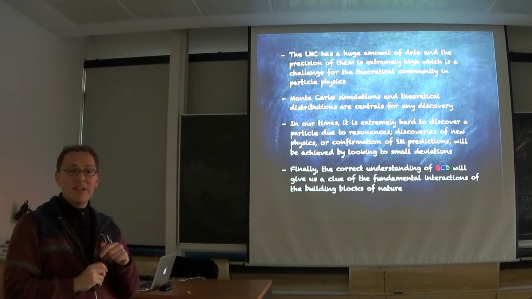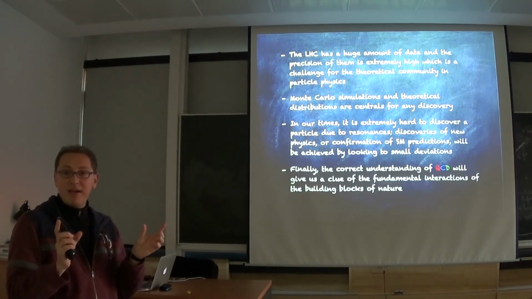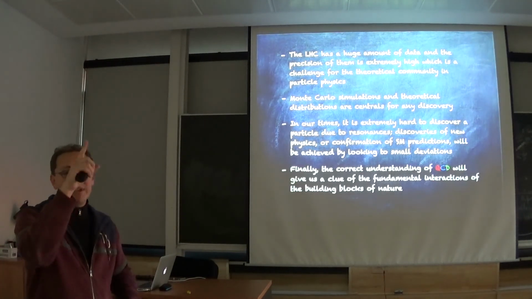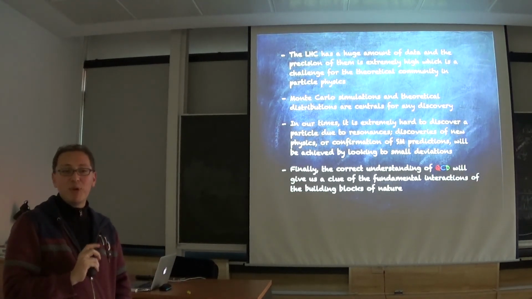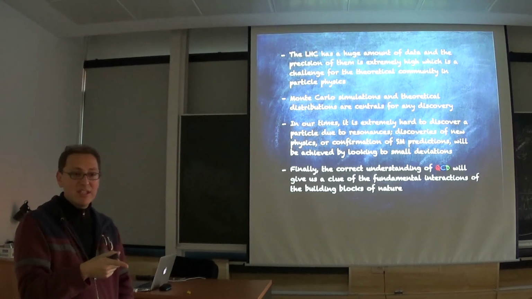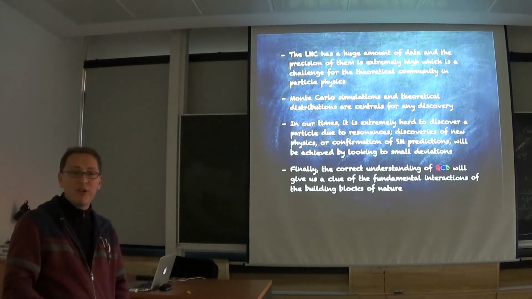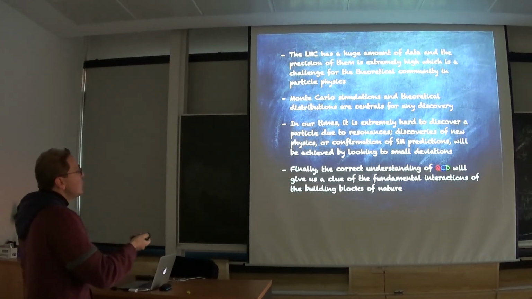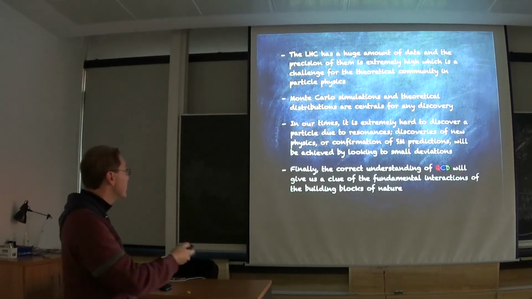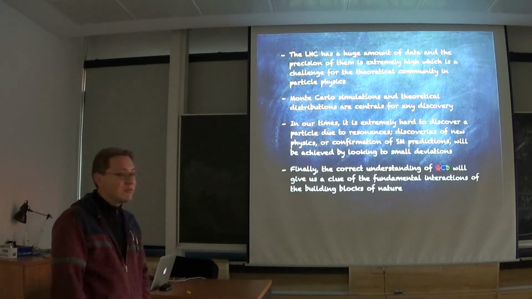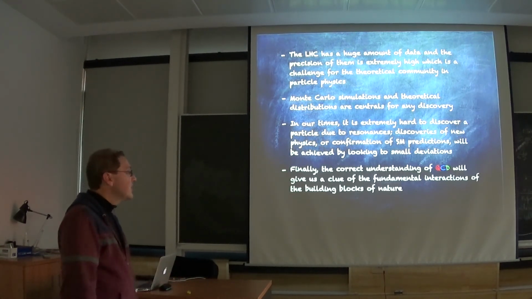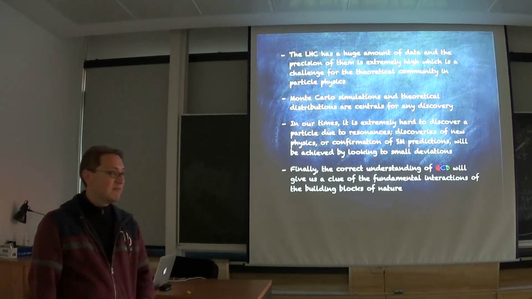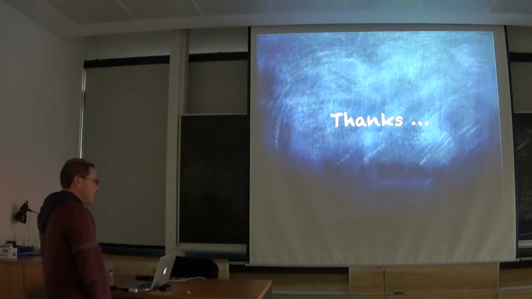And the distribution that the theoretical community is thinking of is to look at the tails of the distribution, because some of the tails have different shapes if you go from one theory to another, because the peak is there. That's not a problem. The problem is to say if that Higgs is the one coming from the standard model or from any extension of the standard model. So you have to look at the small deviation. That's the point. And finally, the correct understanding of QCD will give us a clue of the fundamental interactions and the building blocks of nature. And that's all.